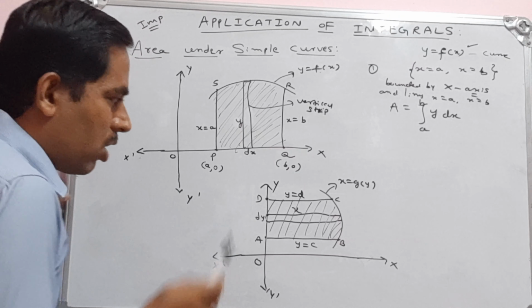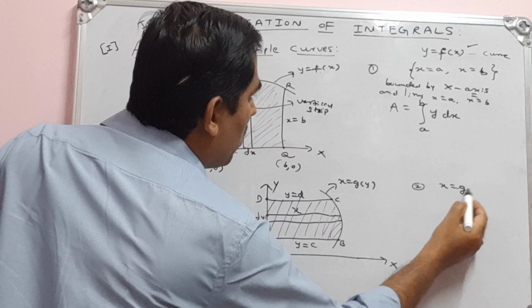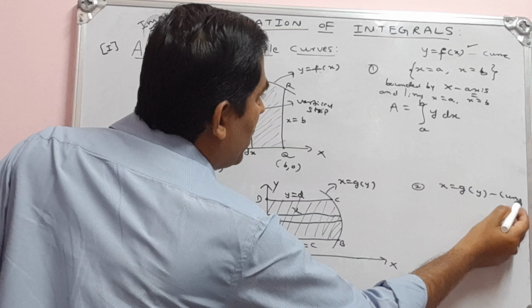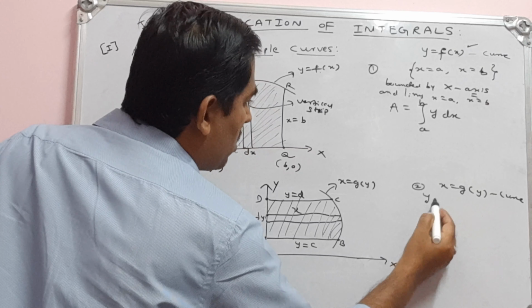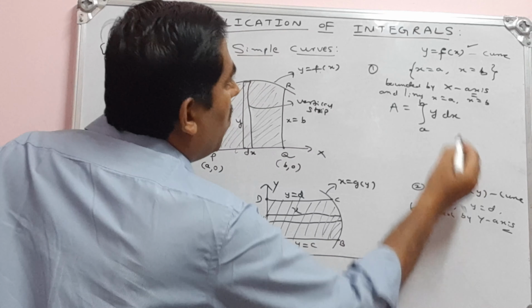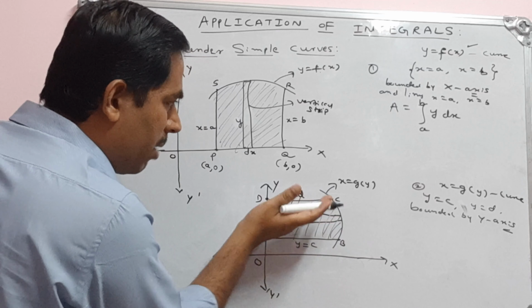So if I want to find out the area, okay, second case, area of the curve x is equal to g of y. This is the curve in this case. So what are my lines? My lines are y is equal to c, y is equal to d. So they are bounded by what? Bounded by the y-axis. Observe this. This is the x-axis, and it is bounded by the y-axis.